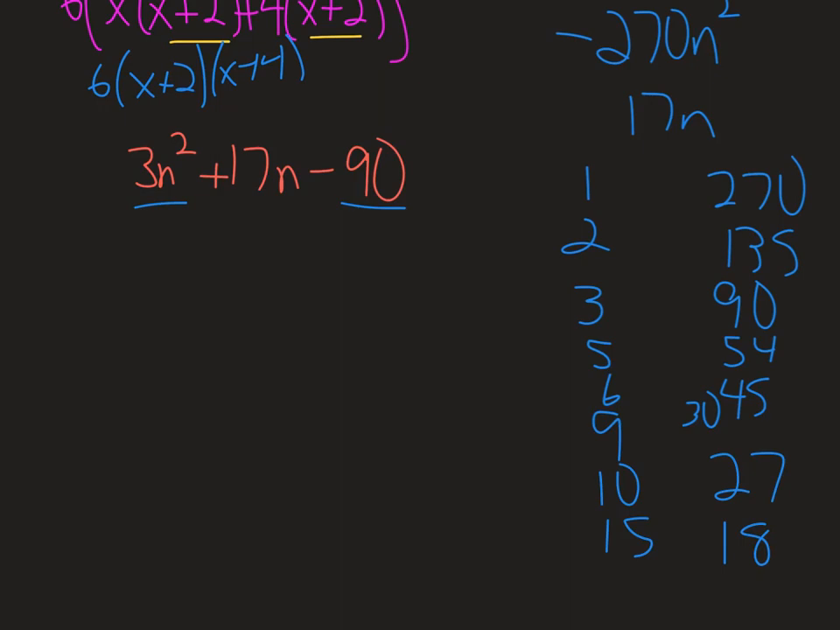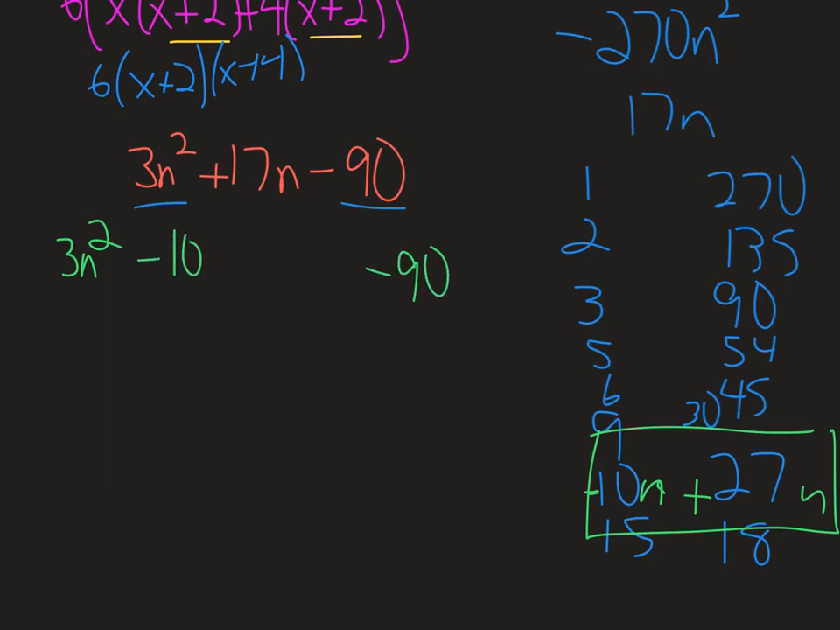So I'm looking at these, and I'm trying to figure out ones that I can get 17 from, and I see these ones. I want a positive 17 when I add, but when I multiply, I want to get a negative. So I'm going to make this one negative, because negative 10 plus 27 is 17. This was a tough one, because there were a lot of choices. So 3n squared minus 90. Split the middle term, negative 10n plus 27n.